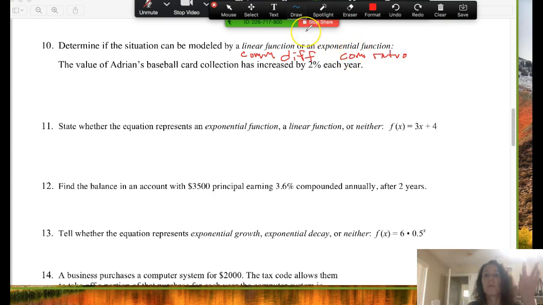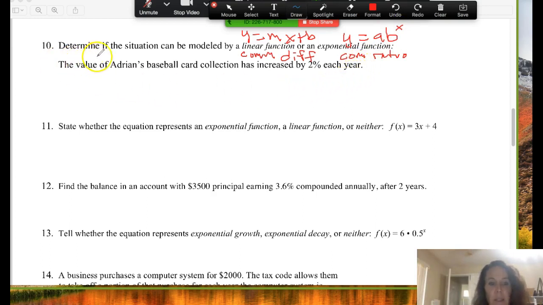I'm going to multiply the first number by another number, another number, another number. That's a common ratio. Okay, that's your exponential. Linear would just be your basic y equals mx plus b, where your slope would end up being your common difference. Your exponential would look like this: y equals some term times your base to a power, and that base being your common ratio, right?